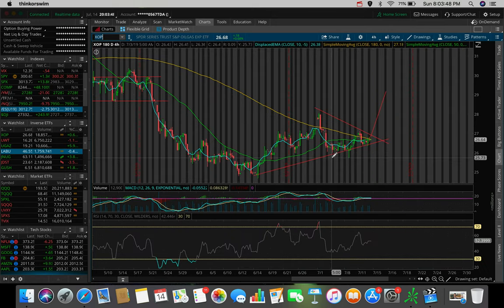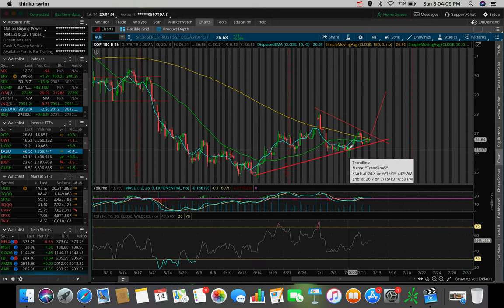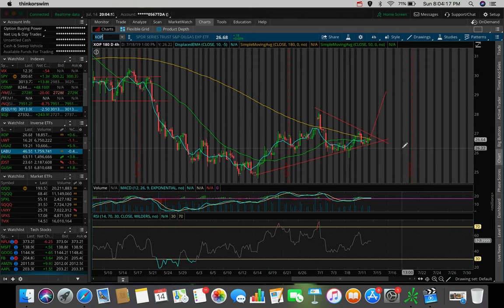So take a look at XOP right now. This is one that I think obviously can go either way here based on my trend lines. Notice how XOP is in a wedge. It's making higher lows and lower highs at the same time, right? The low here at 24.50, higher low at 26, higher low at 26.40, right? High here at $28, lower high at $27. So this can go either way at this point.